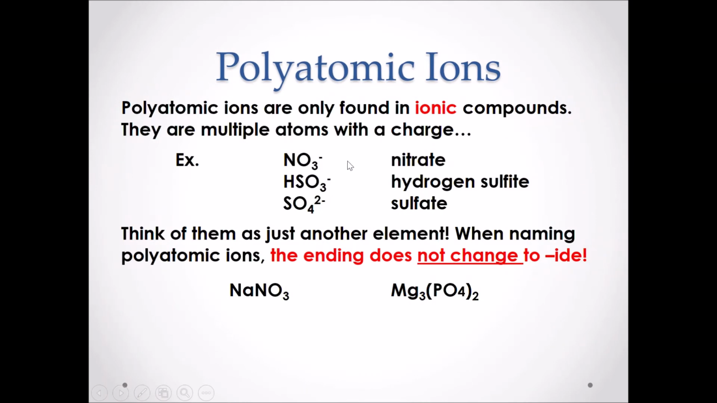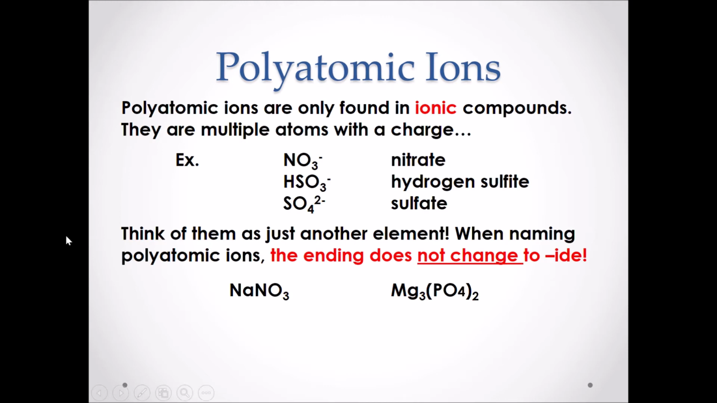Polyatomic ions. Polyatomic ions are only found in ionic compounds. They are multiple atoms with a charge. Poly, multiple, atomic, atoms with a charge, which is an ion. Examples include NO3-, which is nitrate, HSO3-, hydrogen sulfite, and SO4 2-, sulfate. There is a list of polyatomic ions in your Chemistry 20 data booklet.